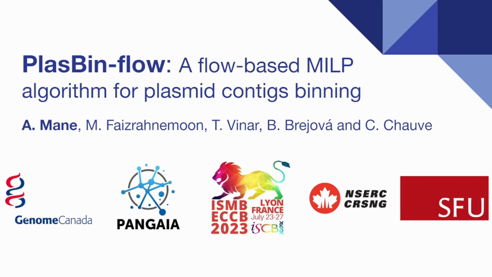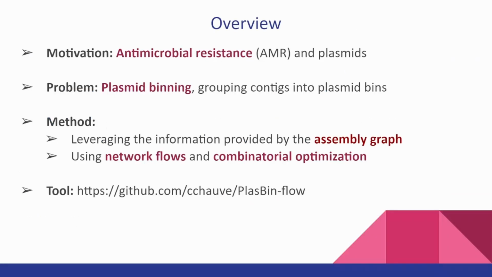Hello everyone. Today I'll be talking about PlasBin-flow, which is a flow-based MILP algorithm for binning plasmid contigs. First, we need to talk about why we are interested in plasmid. And the main reason is their role in spreading antimicrobial resistance. We then move on to discussing plasmid binning, which is grouping contigs into plasmid bins. In our method, we use information provided by the assembly graph, which we'll discuss in detail later. And we also use network flows and combinatorial optimization techniques. So our tool is called PlasBin-flow, and it is available at this address.